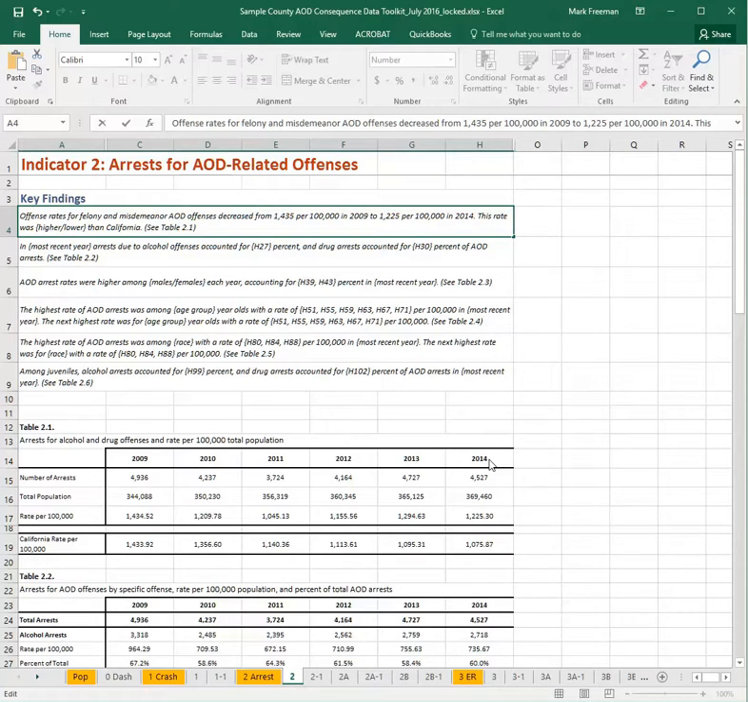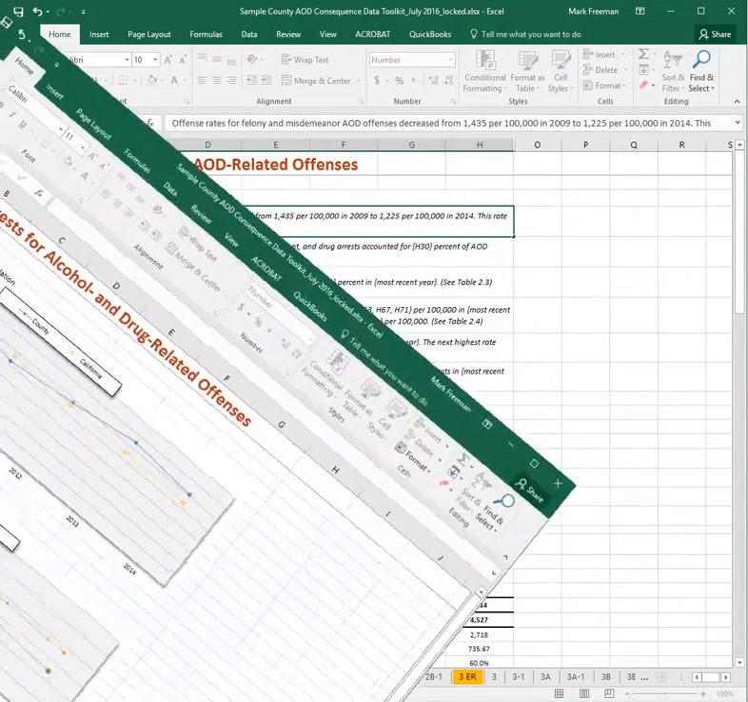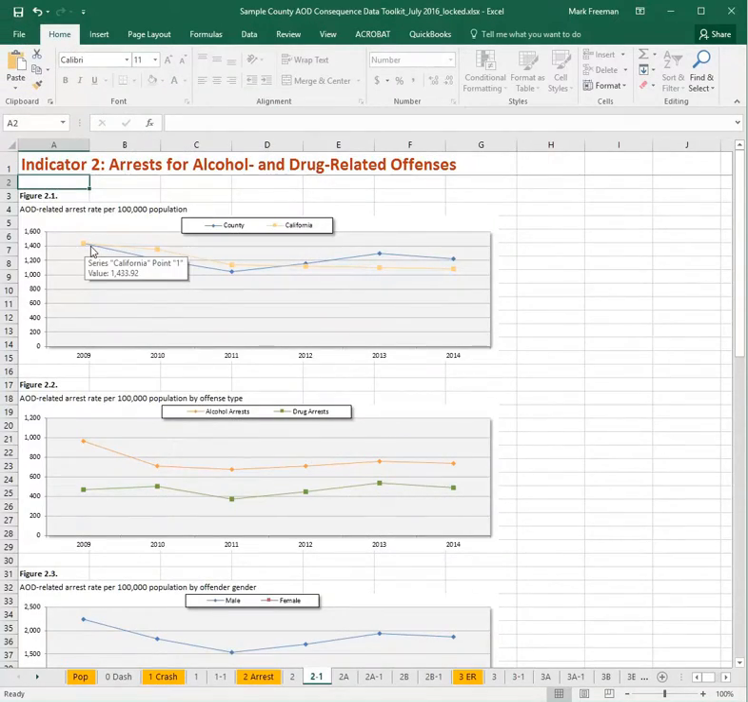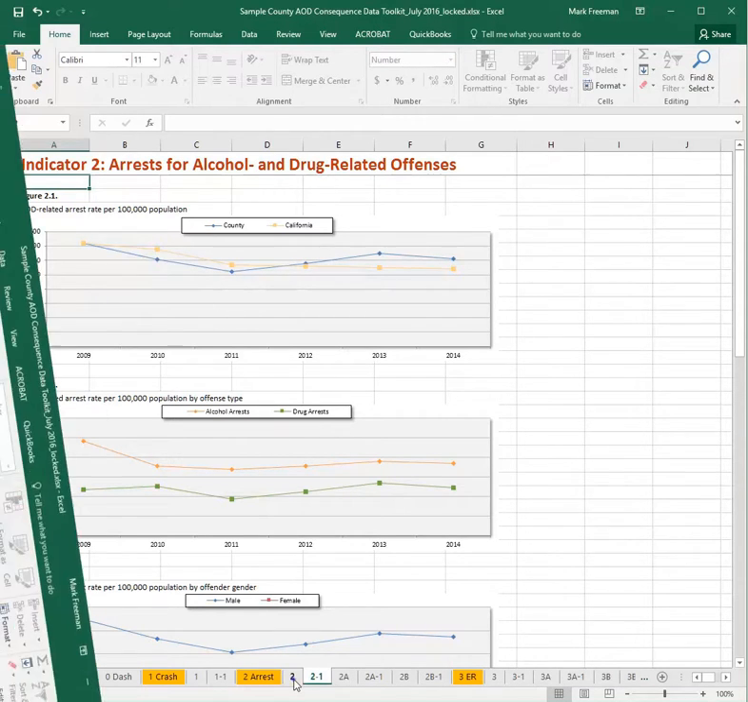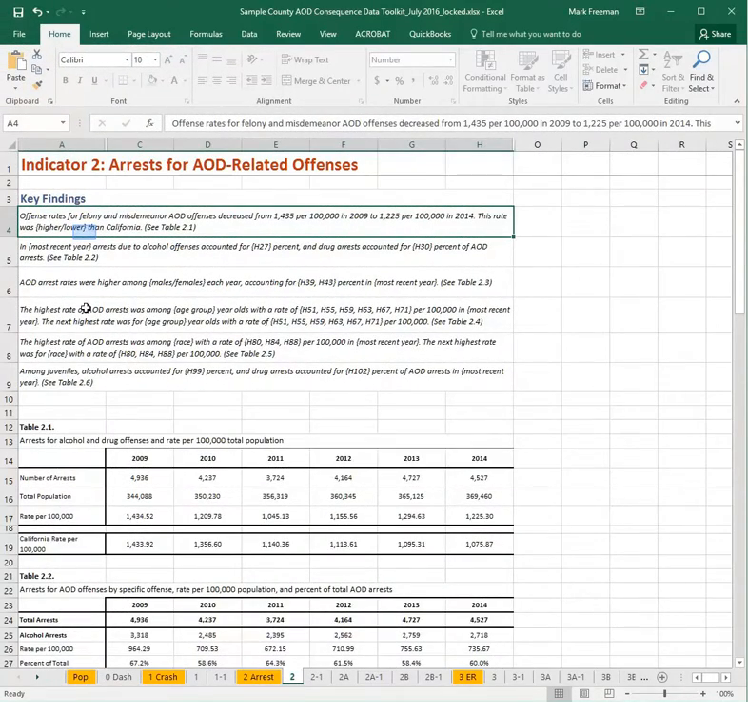This rate was higher or lower than California. So let's compare. And if you take a look at the chart on the following page, you can see that it's actually pretty similar. Sometimes it's higher, sometimes it's lower. So instead of just saying higher or lower than California, our left will help similar to California's rate. Overall.